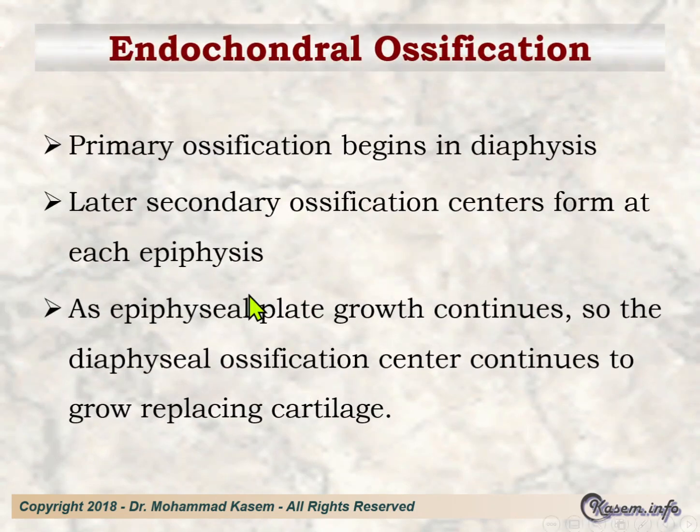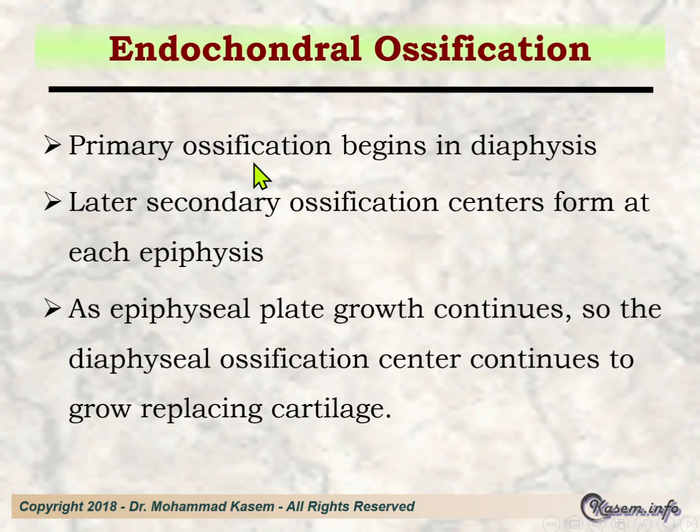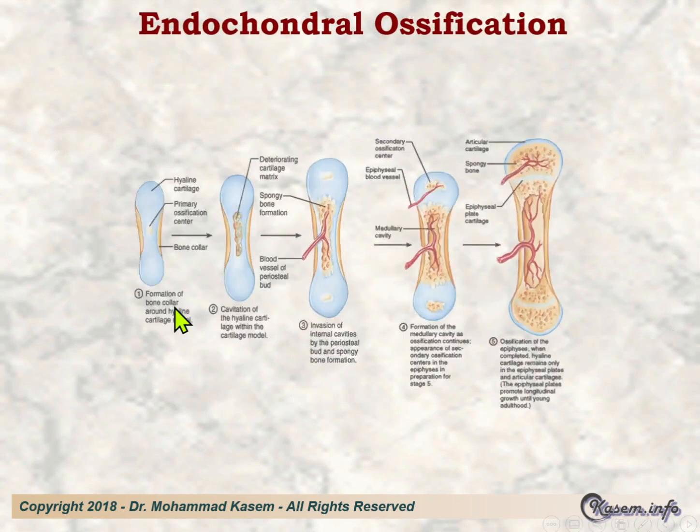Okay, but in endochondral ossification, the other type, you will find the primary ossification, which begins in the diaphysis. This is the first bone formed in the long bones. We'll watch this clearly in the next diagram. Let's switch to the diagram. I think it's much more useful.